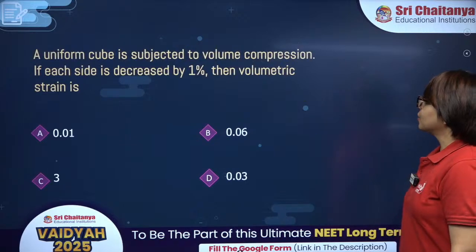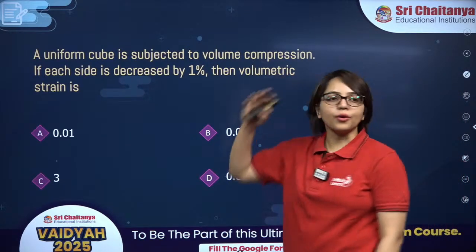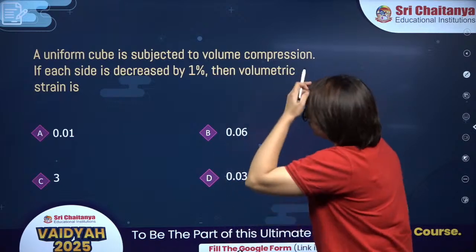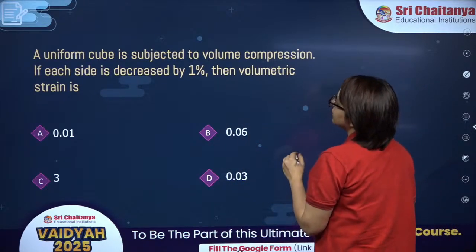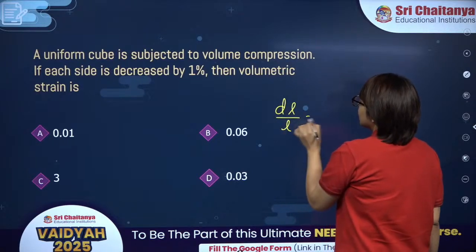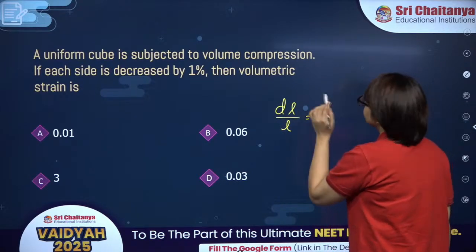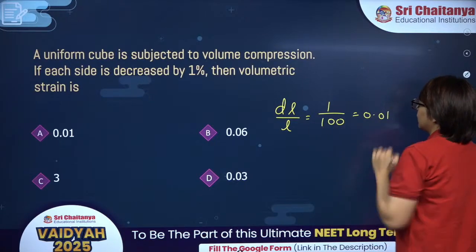Let's move on to the next one. This is from mechanical properties of solids. A uniform cube is subjected to a volume compression. If each side is decreased by 1 percent, delta L upon L is 1%, which is 1 by 100, which is 0.01.